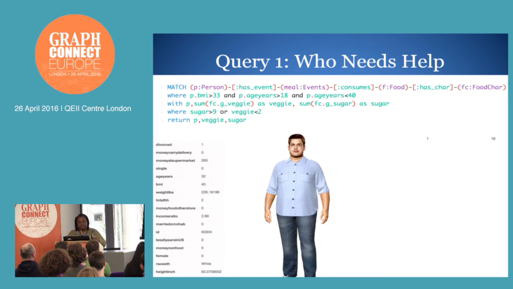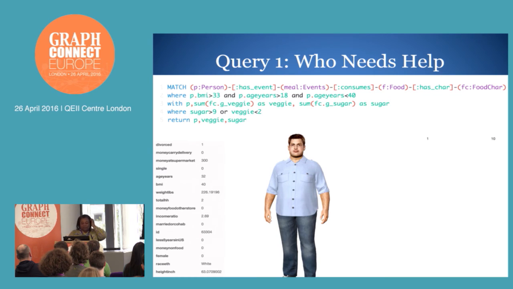So what I did was I said, I really want to know people who eat very few vegetables and eat a ton of sugar. And I could do this very simply just by summing up the food characteristics of vegetables that people consumed and the food characteristics of sugar that people consumed. Very simple. The query is right there. Anyone can do it. And I just said, if you've had more than 9 sugar instances or you've had less than 1 veggie instance, I want to know about you. I think you could probably be healthier.